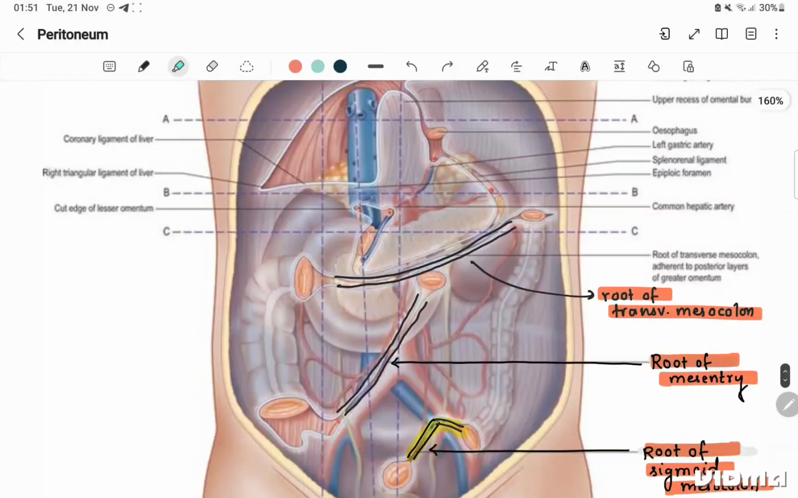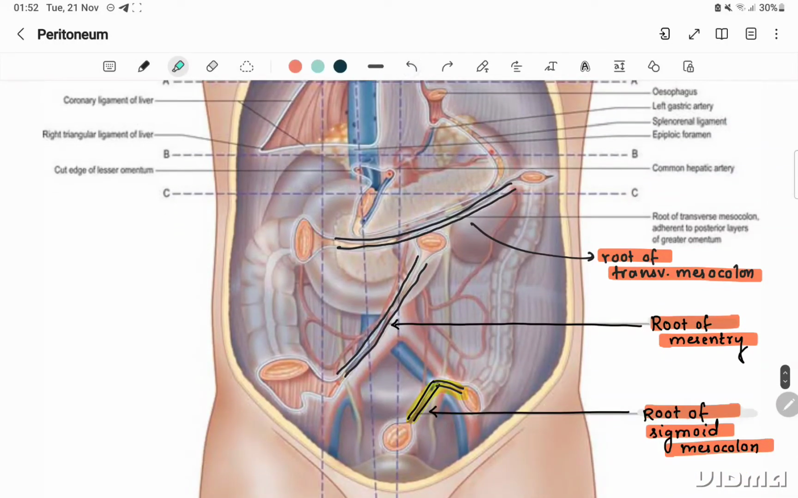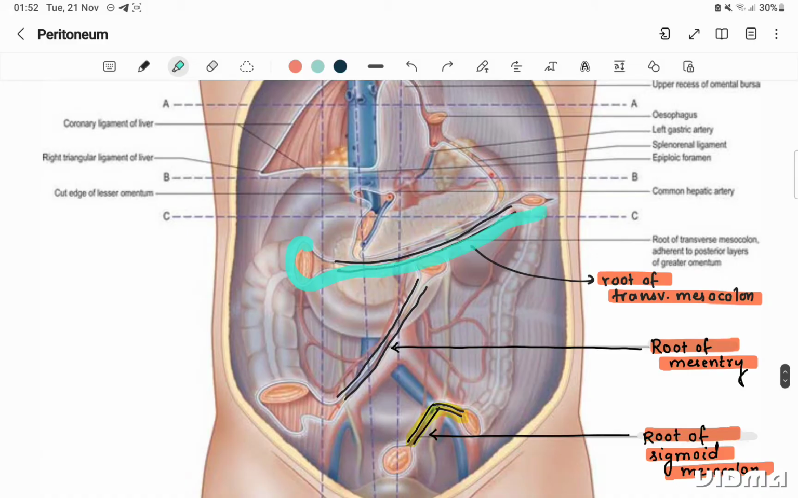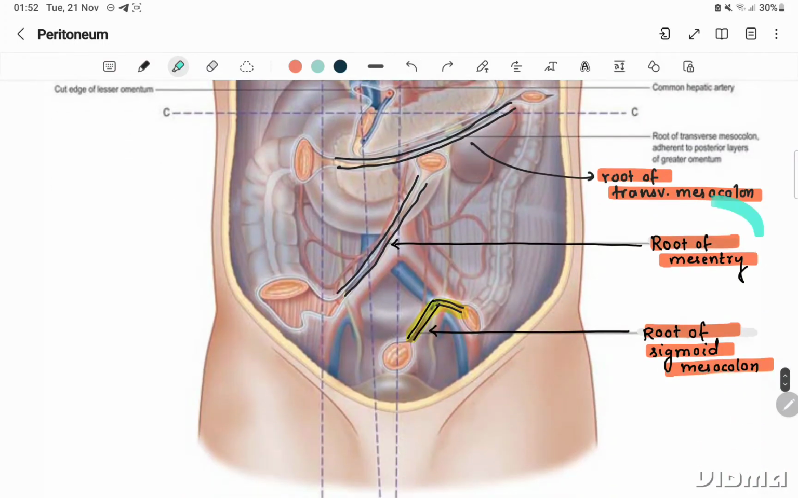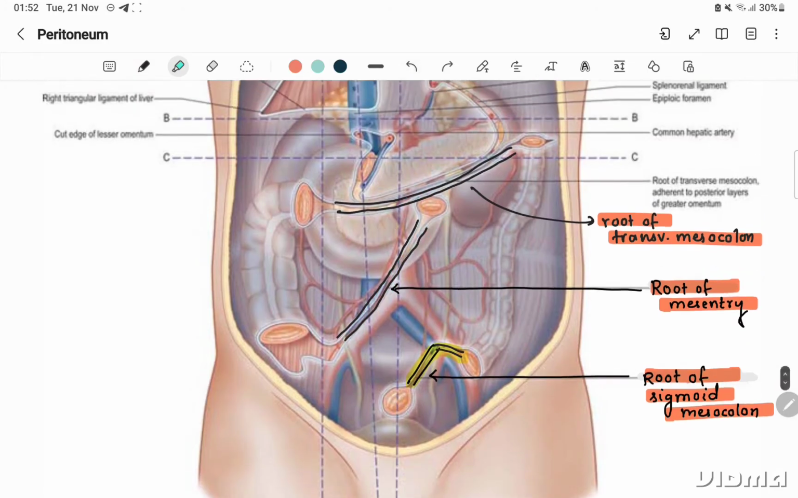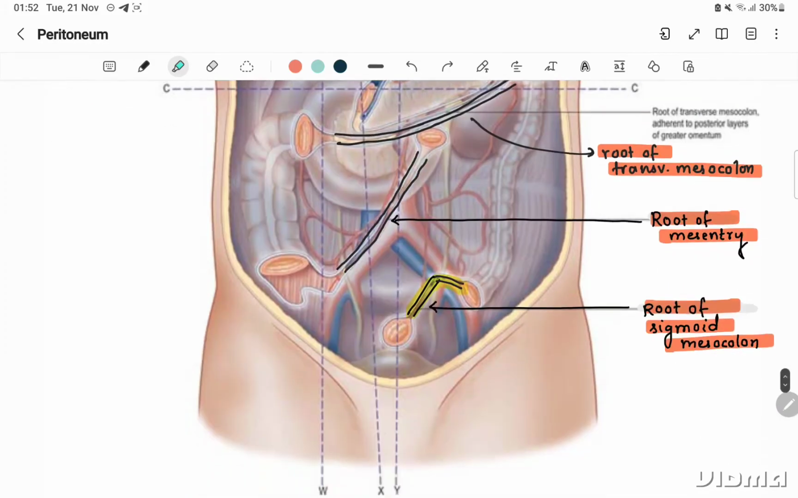We have the root of the transverse mesocolon. This transverse mesocolon is going on like this. If you remove the transverse mesocolon from the peritoneum, the root will remain intact like this. There is also the root of the mesentery. If you remove the whole small intestine from the abdominal cavity, the fold that will be formed is called the root of the mesentery. And we have the root of the sigmoid mesocolon, which is inverted V shaped. If we remove the sigmoid colon, the root of the sigmoid mesocolon will be present.